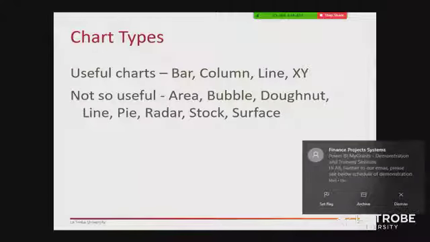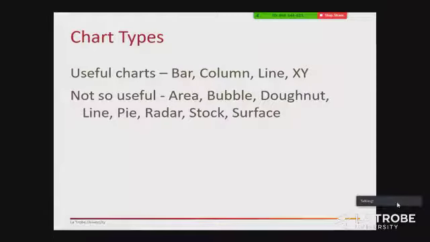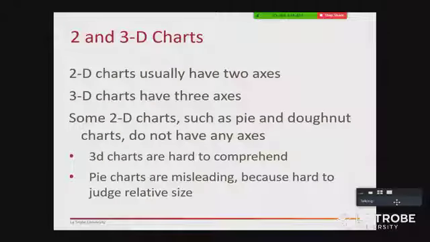The problem with pie charts is, I'll show you. 2D charts have two axes. 3D charts have two axes. Some 2D charts don't have axes at all. 3D charts are hard to understand, so they're hard to see. So it's good if you can figure out some way to display it without doing the 3D chart.